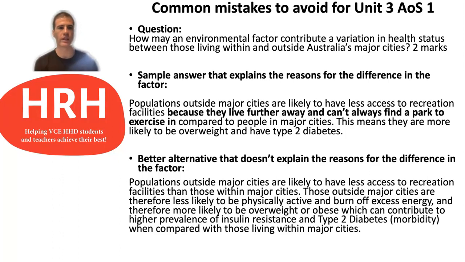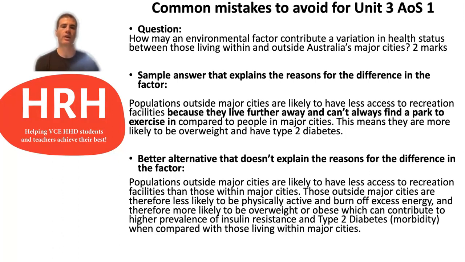And so geographical access to a recreation facility is an example of an environmental factor. But then they've said because they live further away and can't always find a park to exercise in. So this sample answer is trying to explain why that particular example of a factor exists for people living outside major cities compared to people in major cities. Then they've gone on to say this means they're more likely to be overweight and have type 2 diabetes.